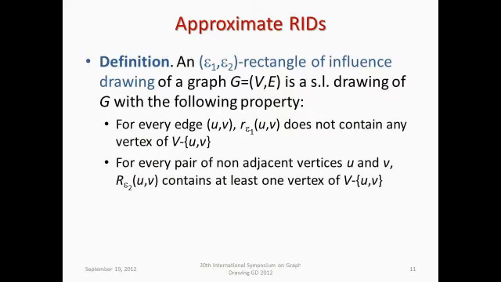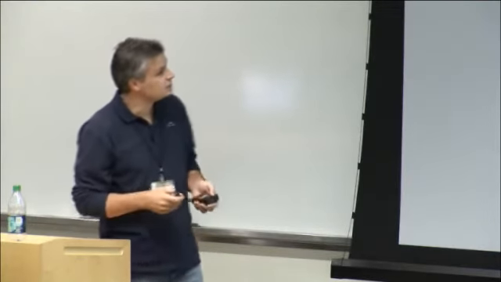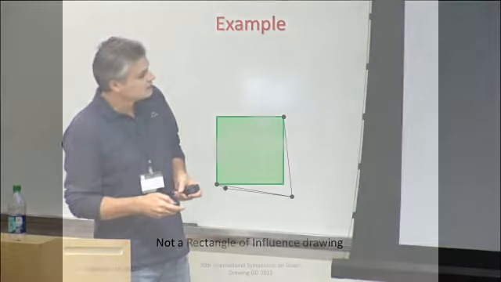And now we can define an epsilon 1, epsilon 2 rectangle of influence drawing of a graph. It is a straight line drawing with the following property. For every edge u and v, the epsilon 1 shrunk rectangle of influence does not contain any vertex distinct from u and v, and for every pair of non-adjacent vertices, the epsilon 2 expanded rectangle of influence contains at least one vertex. So the idea is that for the adjacent vertices, I use a smaller rectangle, and for non-adjacent vertices, I use a larger rectangle. So this makes my life easier. And so let's look at an example.